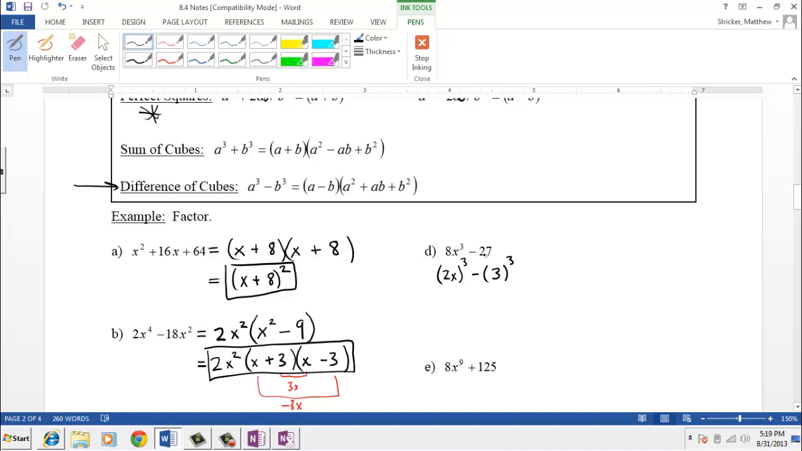And so all we do is follow the pattern here, recognizing what A is and what B is. Of course, A in this case is 2x, and B is 3. So if I go to factor it, the first thing I have is A minus B, which in this case is going to be 2x minus 3. A minus B is 2x minus 3.